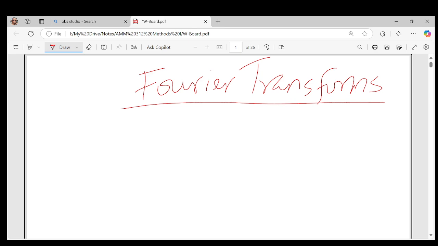The time domain here represents how a signal changes over time, while the frequency domain shows the contribution of different frequencies in the signal.